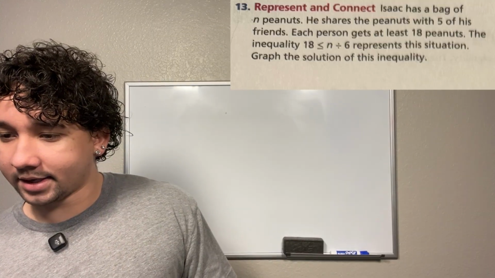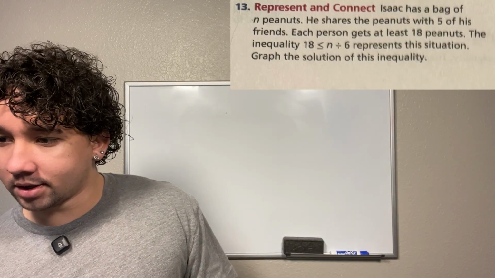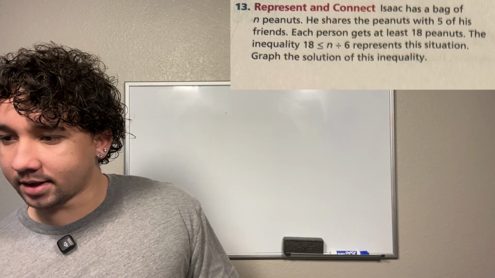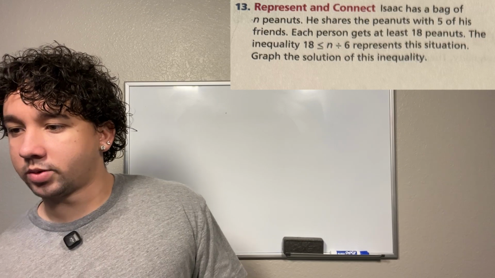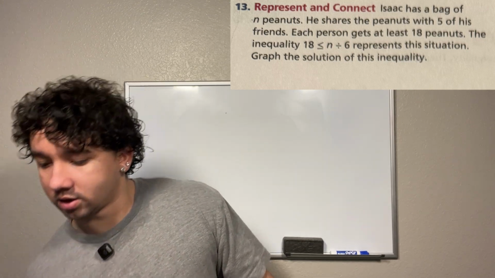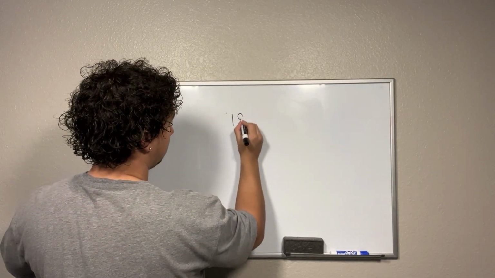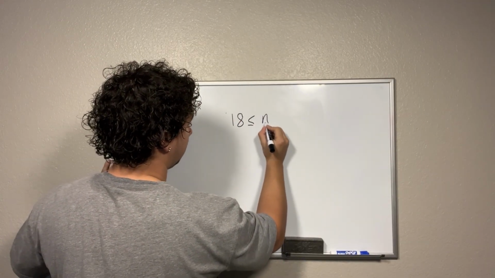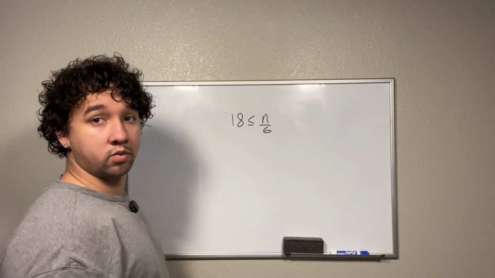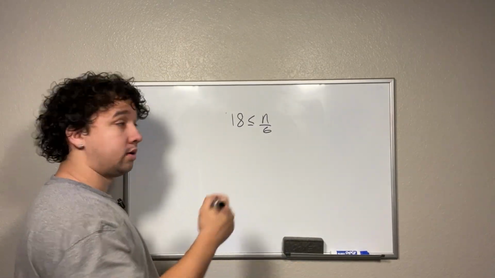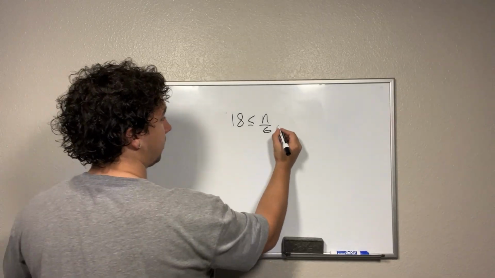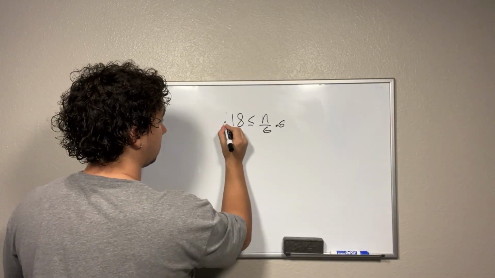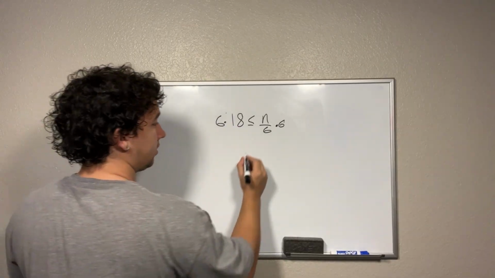Looks like Isaac has a bag of peanuts. He shares the peanuts with 5 of his friends. Each person gets at least 18 peanuts. The inequality 18 is less than or equal to n divided by 6 represents this situation. Graph the solution of this inequality. Okay, so 18 is less than or equal to n divided by 6. Well, we know now, since we've been doing it, anytime you're dividing, if I want to get rid of it, I have to do the opposite, so I'm going to multiply. Times 6, times 6, okay?